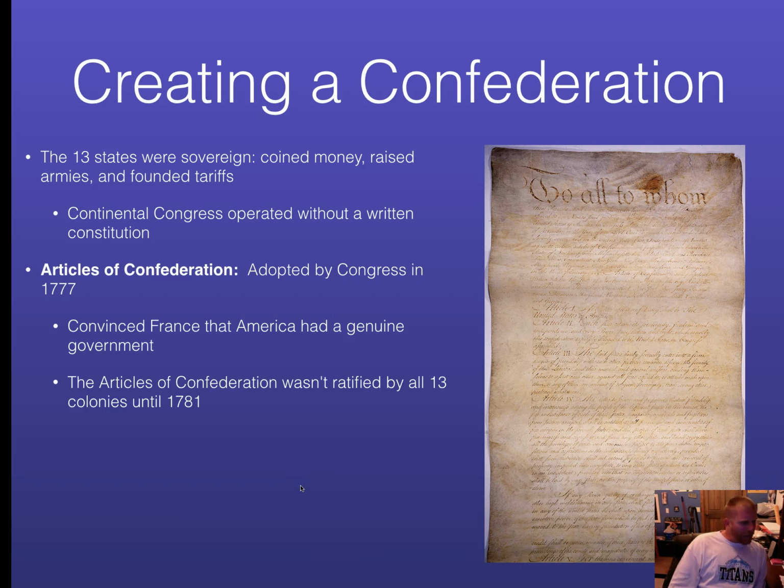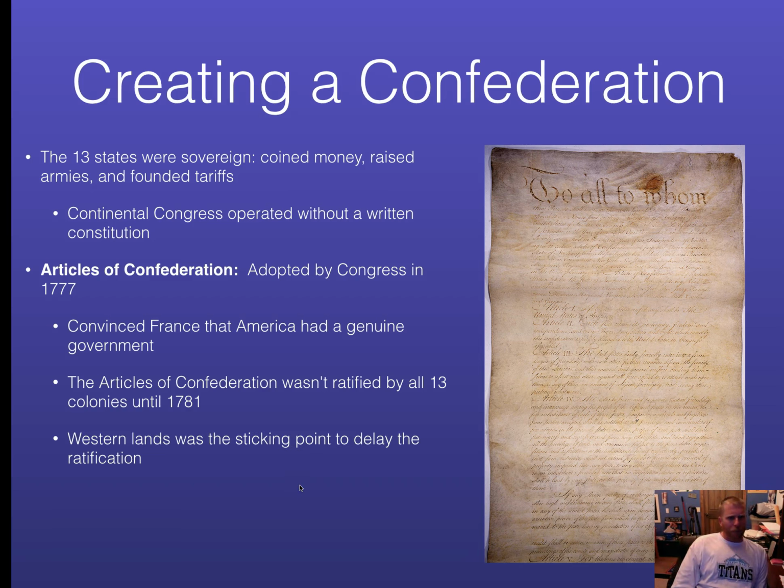It wasn't actually ratified until all 13 colonies did so in 1781. That's one of the fundamental flaws of the Articles of Confederation, that all 13 states had to agree to get anything done in terms of ratifying or amending this Constitution.